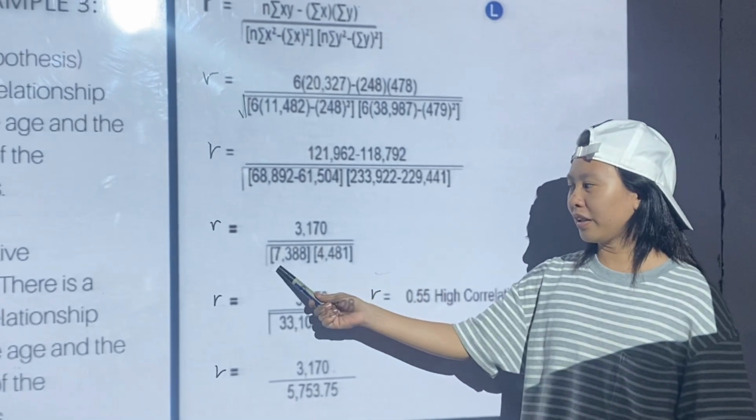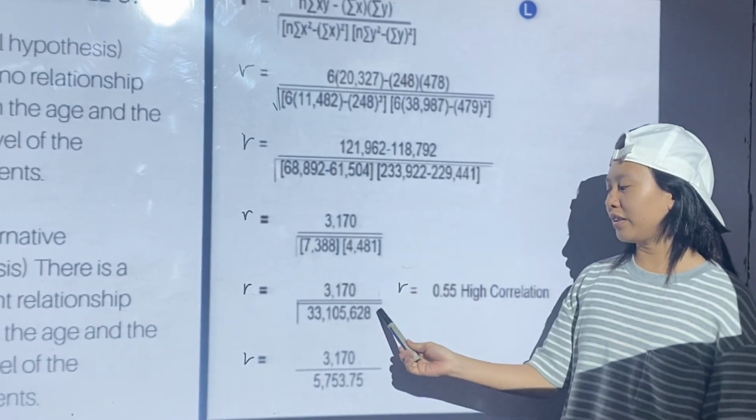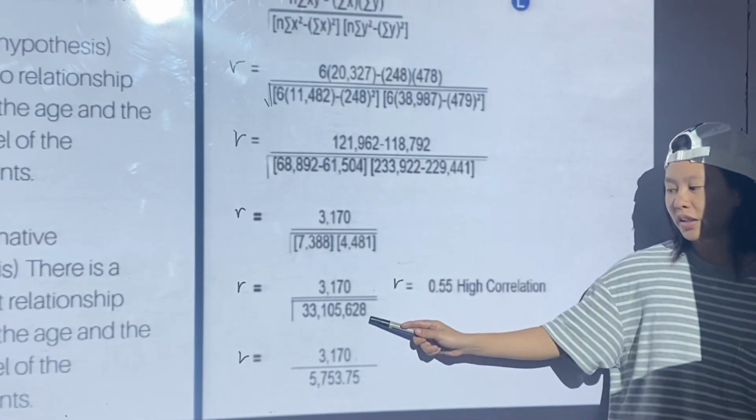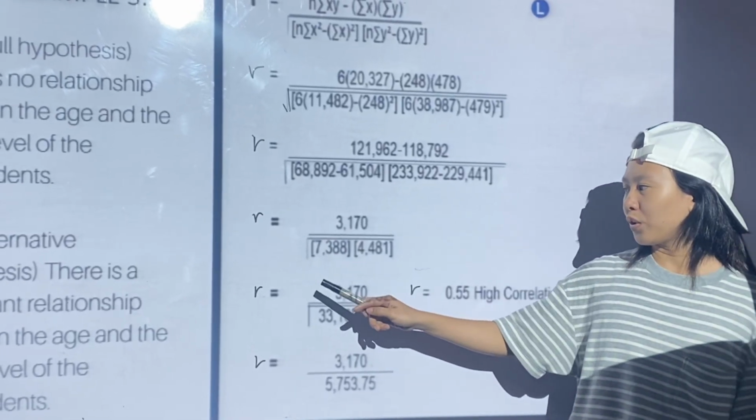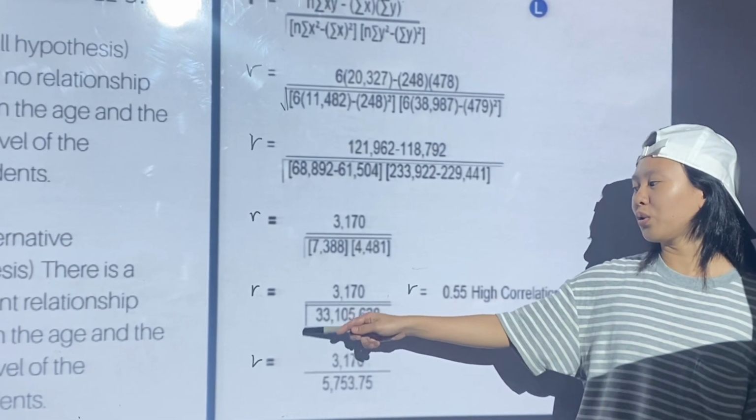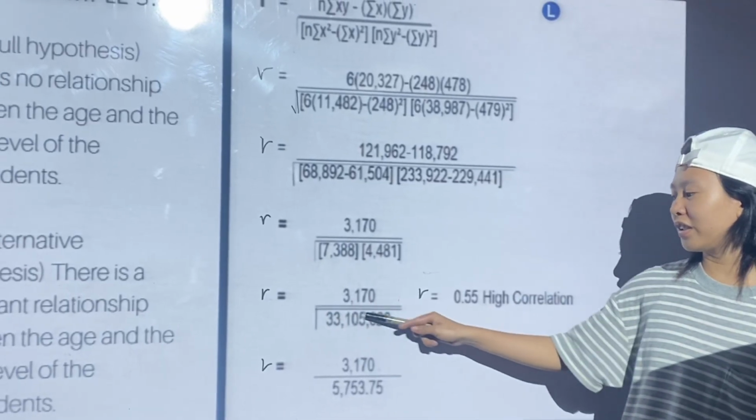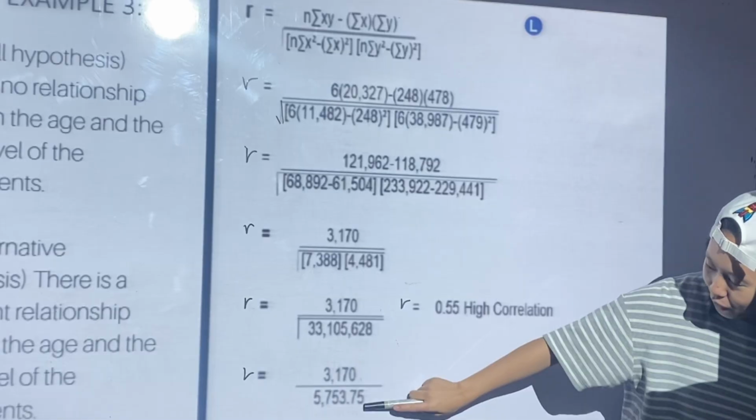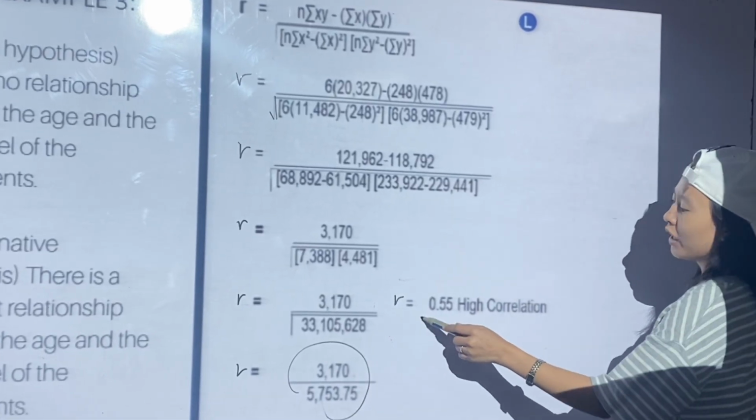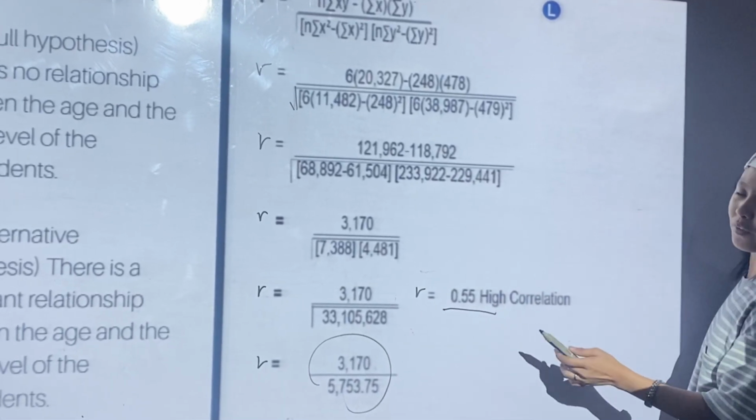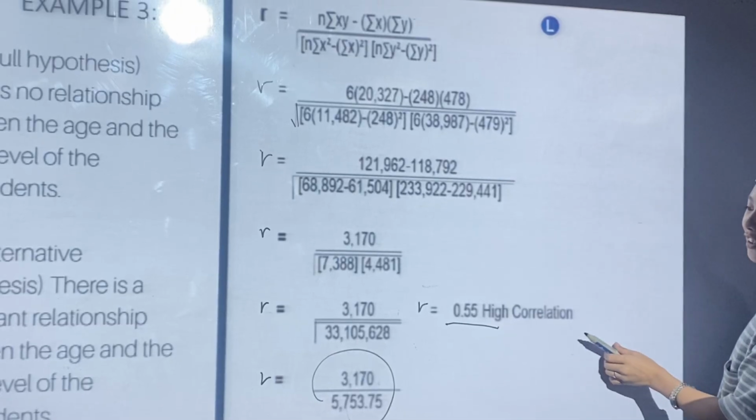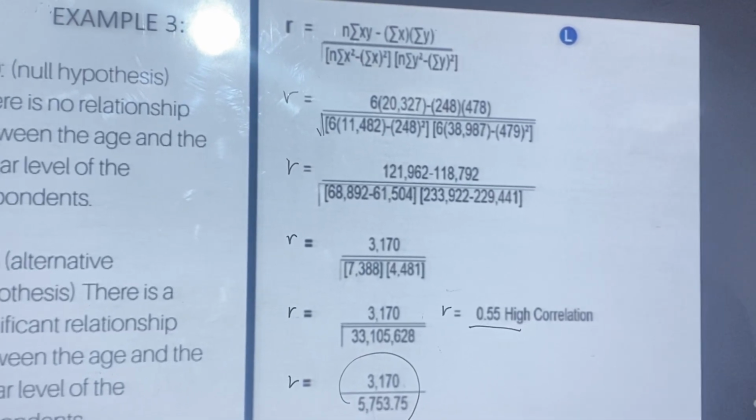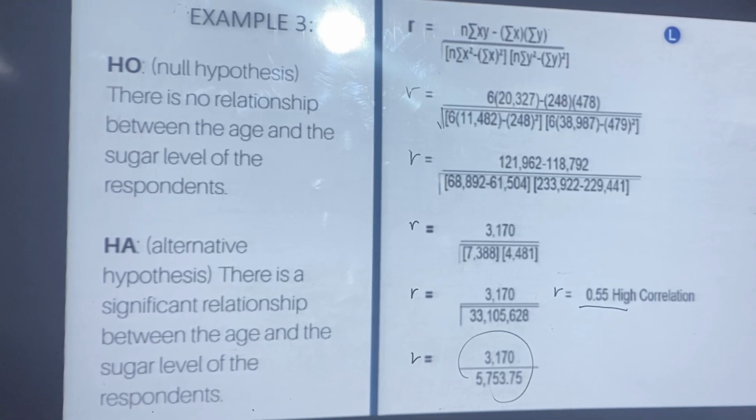Then multiply these two, and you will have 33105628, and you will just square root this. We have 5753.75. We will have 0.55. Therefore, there is a positive relation between the age and the sugar level of respondents.